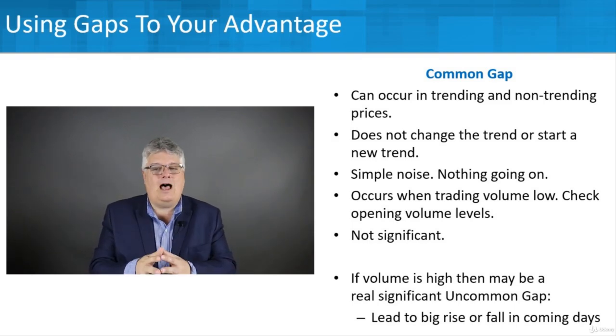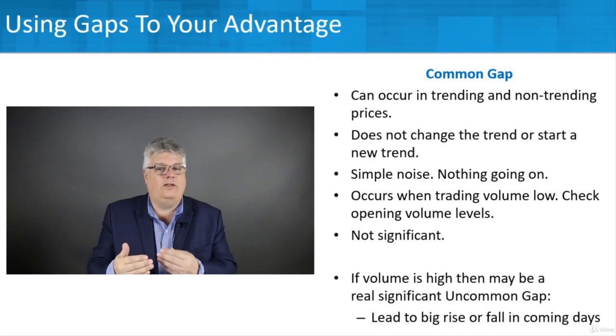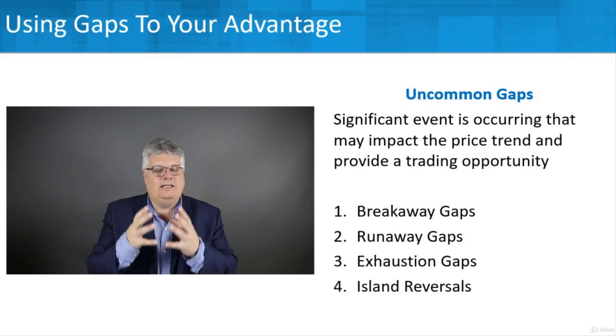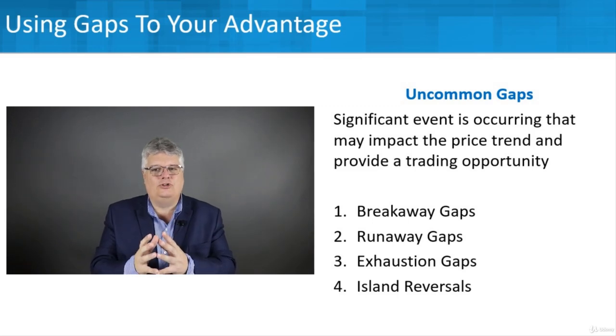So if that volume is high and there's a gap, then you might have something that's really significant, which is the uncommon gap. And that could lead to a big price rise or fall in the next coming time periods, like in the next coming days. So an uncommon gap is a significant event that may impact the pricing trend and provide a great trading opportunity. So what we're really looking for is uncommon gaps.